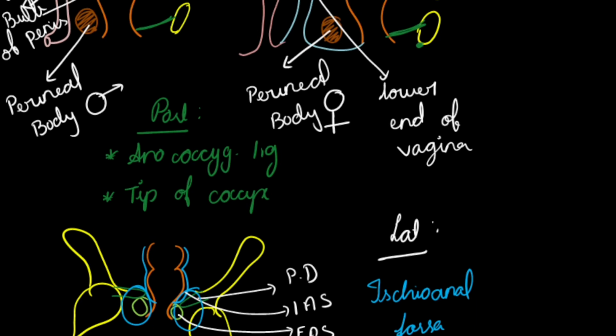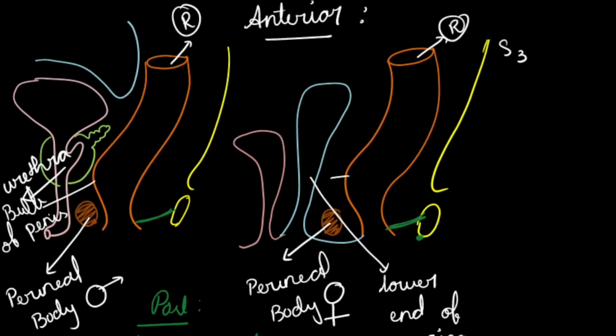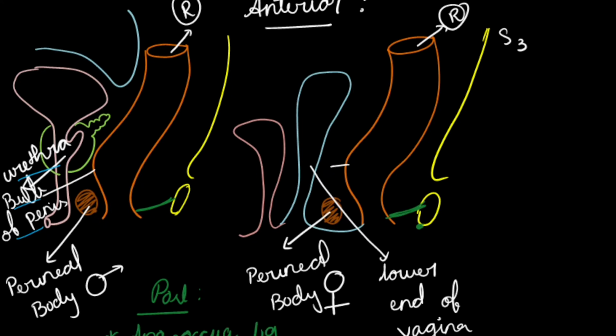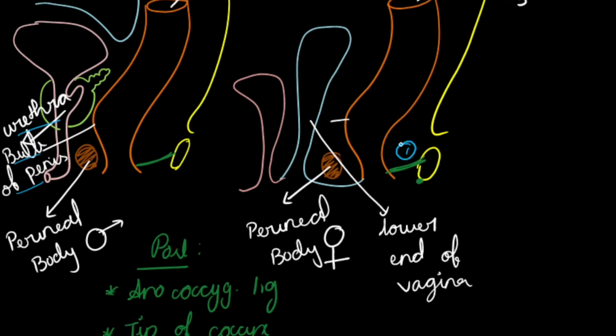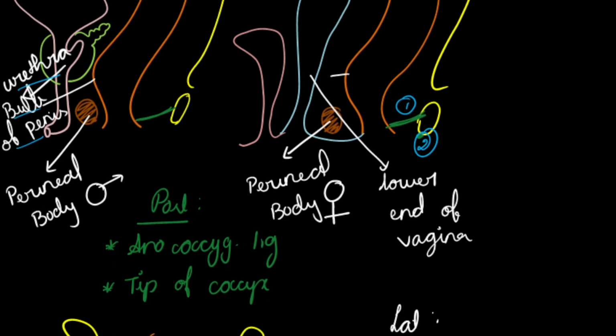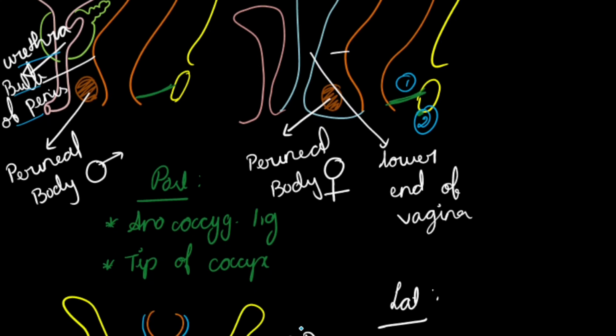Let me tell you again. In case of anterior relationship, male and female are different. In male we can see the urethra and bulb of penis, and in female we can see the lower end of the vagina. But one thing is very similar in both, that is the perineal body. In the posterior aspect we can see the anococcygeal ring, anococcygeal ligament and the tip of the coccyx. In the lateral aspect we can see the ischio-anal fossa, which is related to both sides of the anal canal.